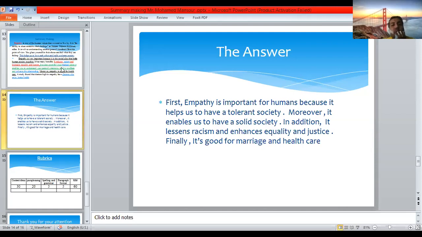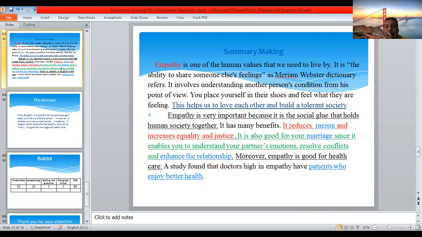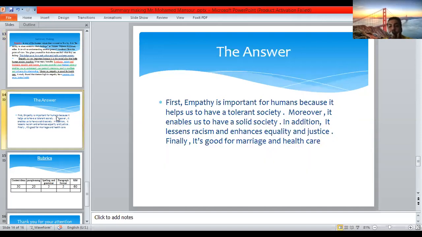Let's move to the last one. Moreover, empathy is good for health care. I said, finally, it's good for marriage and health care. I joined two ideas just to make them four sentences. This is a good technique. If you're not sure about one answer and you believe that they are all right, you can join two sentences using the word and they become one sentence to be able to write only four sentences and to get the full mark. This is the model answer for the passage, but of course, anyone can write different techniques.